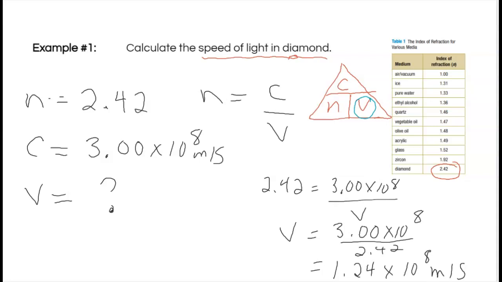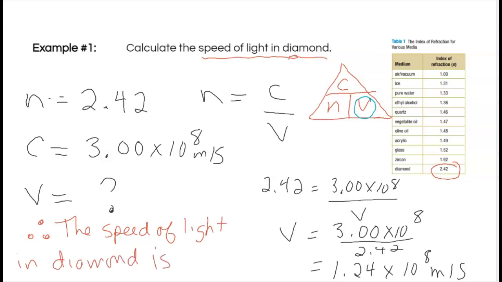So the last thing I want to do, because it's just good form, is give myself a therefore statement and say, therefore, the speed of light in diamond is 1.24 times 10 to the power of 8 meters per second. And I'm done. Okay, so we've done one problem now.